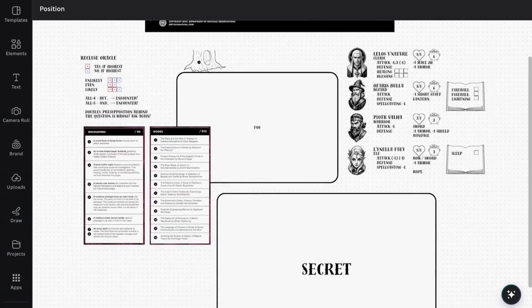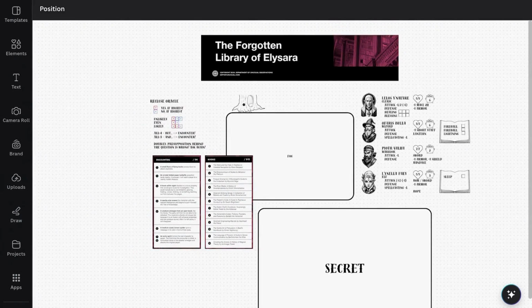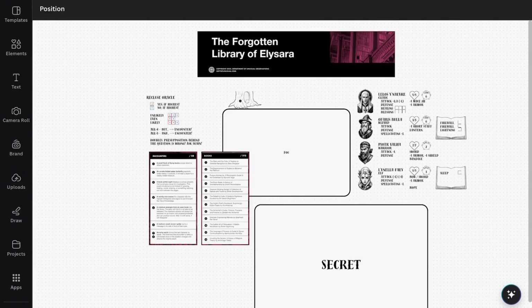And what else do we have? In the Forgotten Library of Elysara document, there is one page for the dungeon and for the description of the rooms. There is the page with the random tables, and there is a third table with the possible endings. There are 3 possible endings, and I haven't read those yet. And there are 2 other pages.